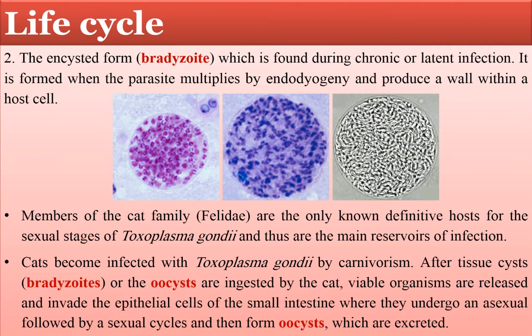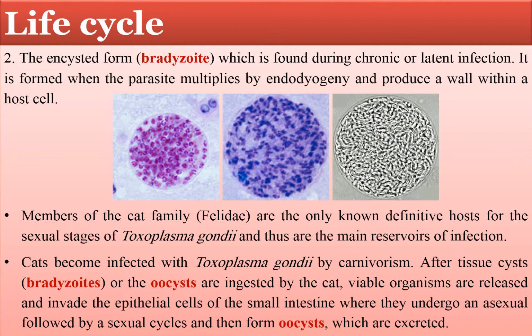Two, the encysted form, called bradyzoites, which is found during chronic or latent infection. It is formed when the parasite multiplies by endodyogeny and produces a wall within a host cell. Look at these three photos of the bradyzoites, the encysted form.